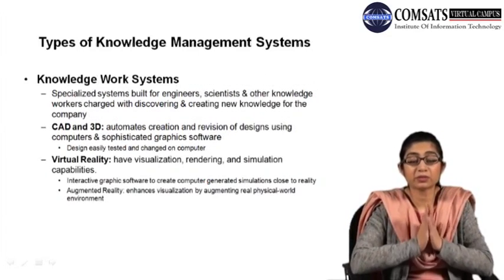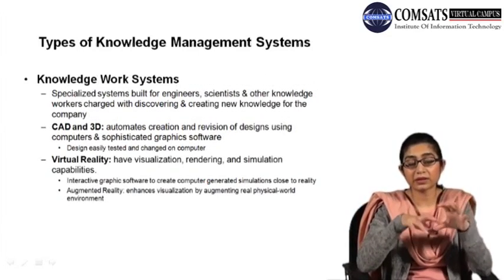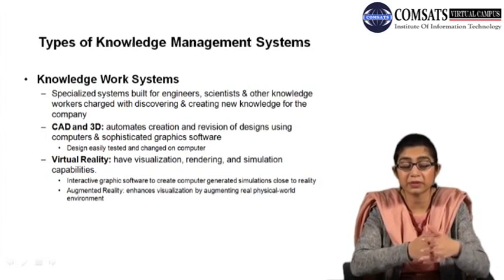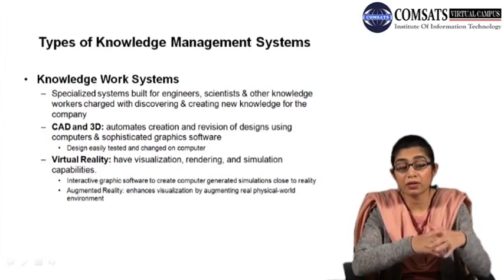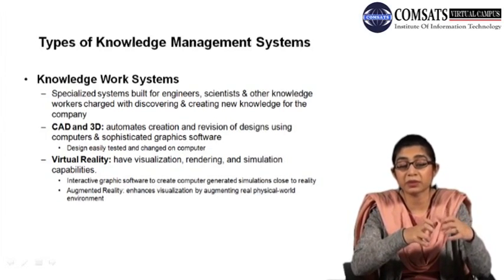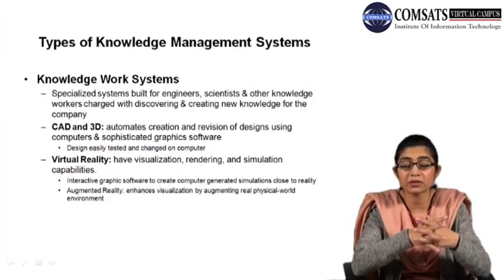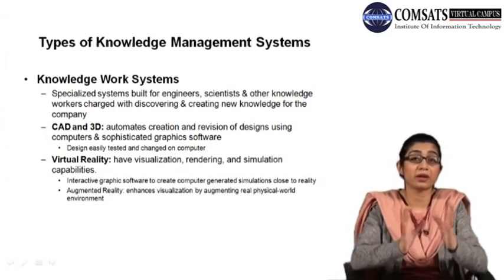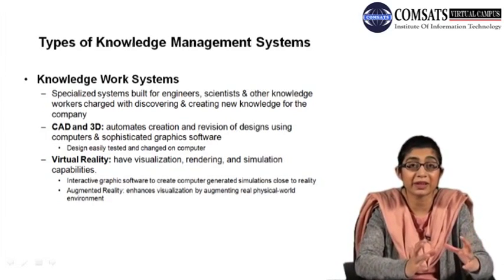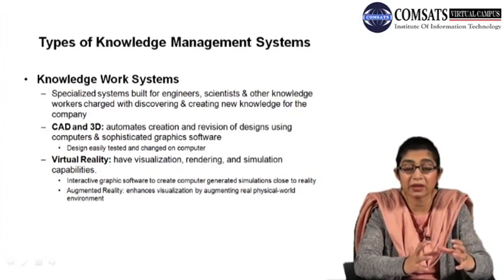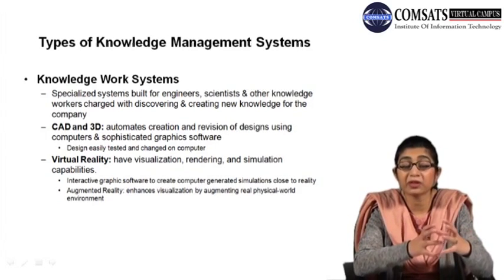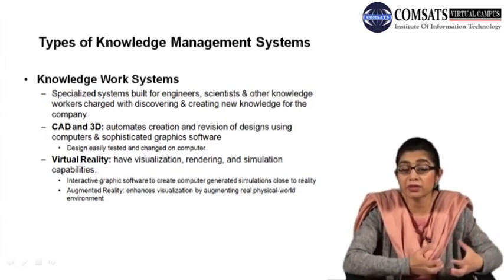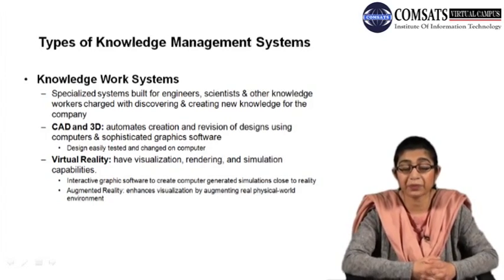Okay, next we have the knowledge work systems. The next category of knowledge management systems are specialized systems built for engineers, scientists and other knowledge workers that are responsible for the discovery and creation of new knowledge for the company. So, knowledge work systems, like the name suggests, are work systems especially for those specialized professionals, the engineers, scientists and knowledge workers that are responsible for acquiring and creating new knowledge for the company.